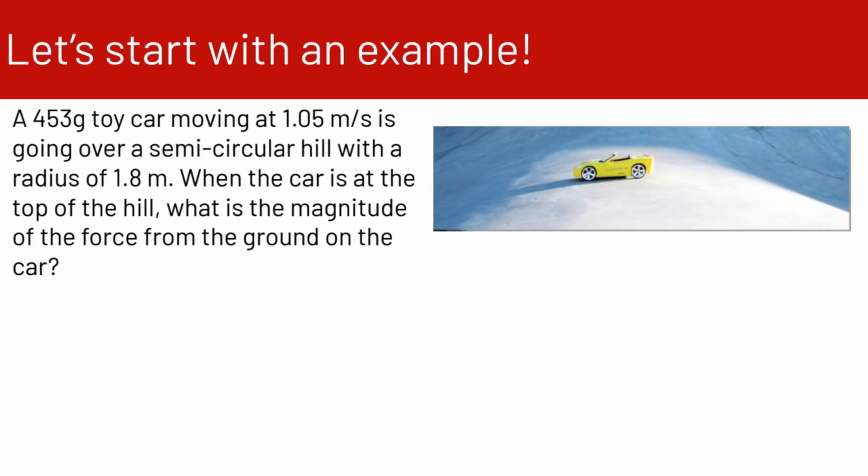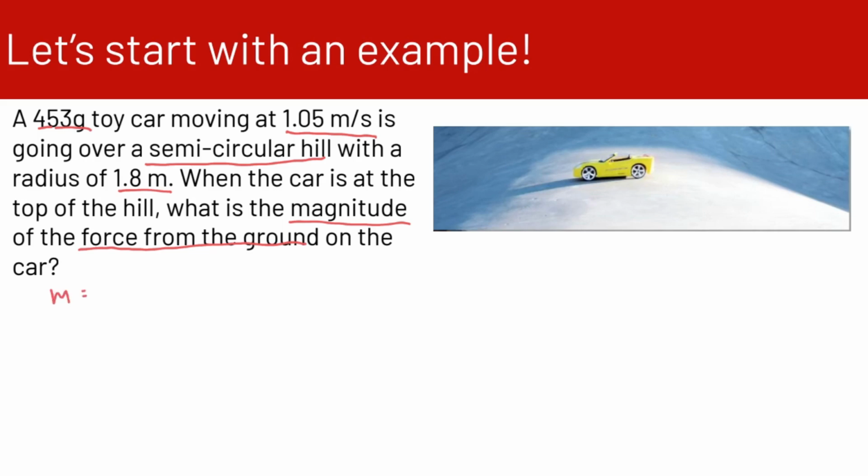So a 453-gram toy car moving at 1.05 meters per second is going over a semicircular hill with a radius of 1.8 meters. When the car is at the top of the hill, what is the magnitude of the force from the ground on the car? Okay, so let's break this down into pieces here so that we can figure out what's going on. So we have a 453-gram car.